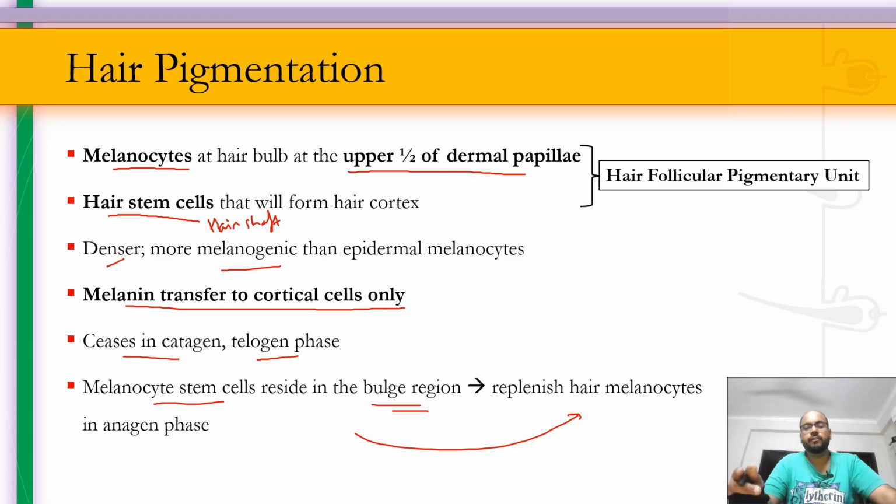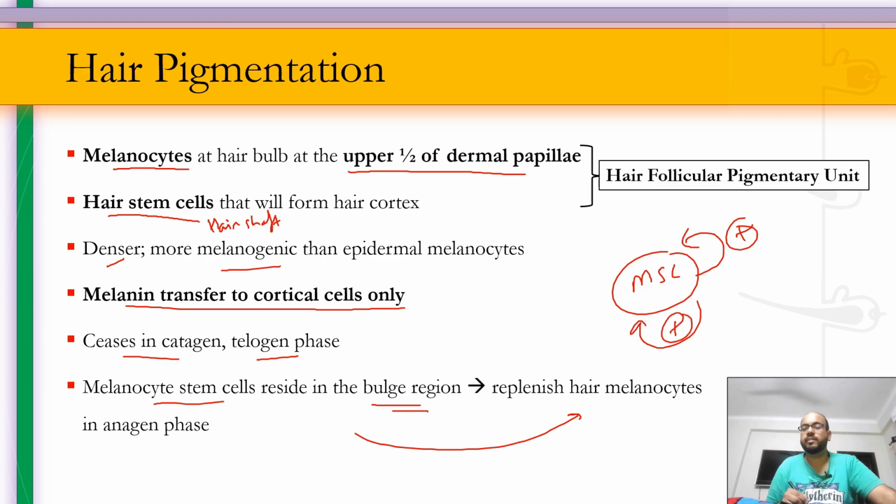So, at the end of catagen, we know that the hair bulge is the only thing left. Anything below the bulge has gone. In the telogen phase, what happens is that melanocyte stem cells will keep on dividing and forming more melanocyte stem cells. So you have melanocyte stem cells, they will keep on dividing and proliferating. They will keep on increasing their number. That is what is happening in telogen phase.